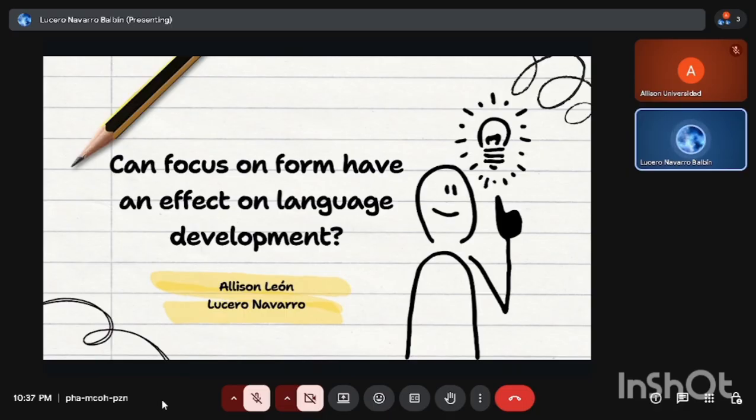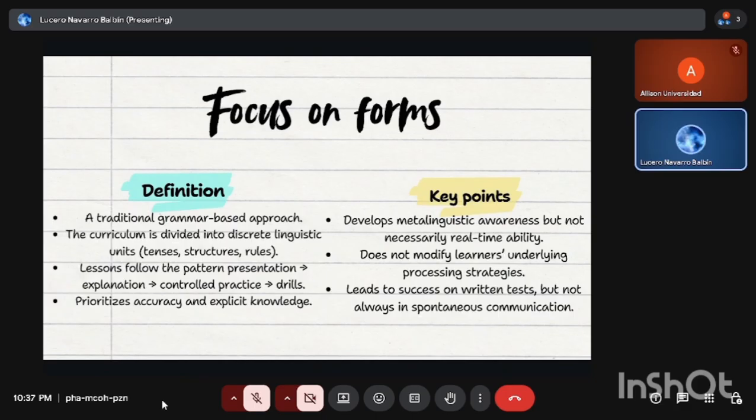In this part of the presentation, I will explain each concept clearly and then I will connect each one to what it means for your future teaching practice. Let's begin with focus on forms with an S.